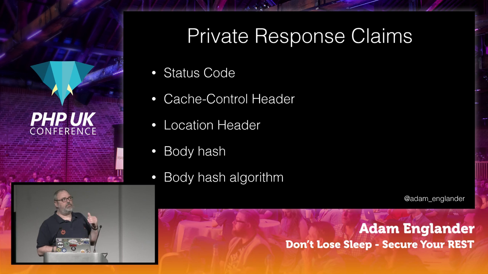These are the things in the response that were important to us, because what we don't want to have happen is someone being able to impersonate a response. So status code is a big one. I don't want someone to be able to return a 400 invalid request and make you think there's something wrong with your API when there's nothing wrong with your request. It's that someone's trying to prevent you from being able to log in.